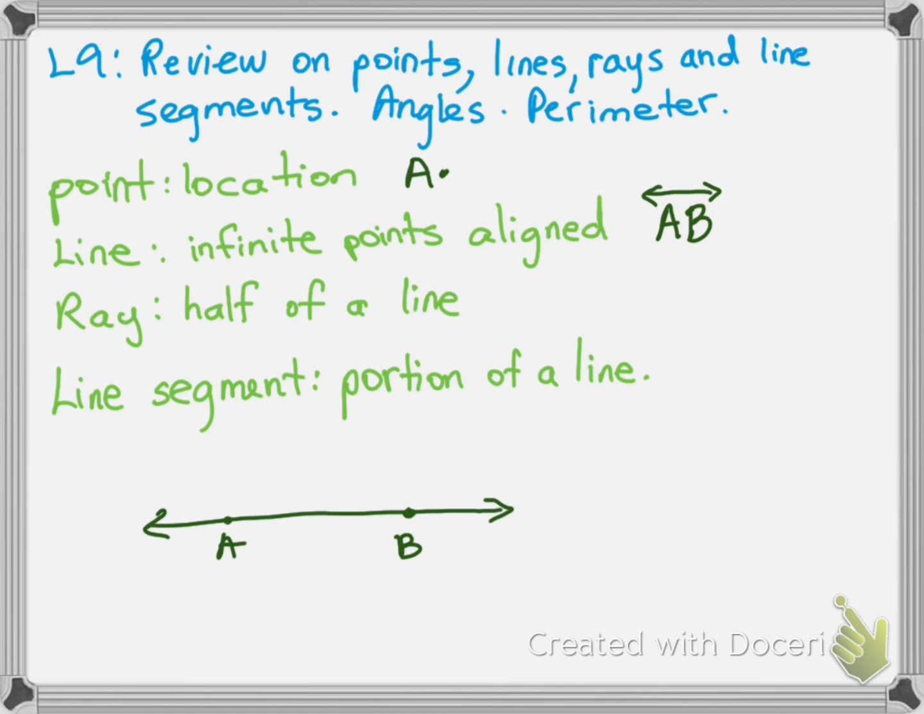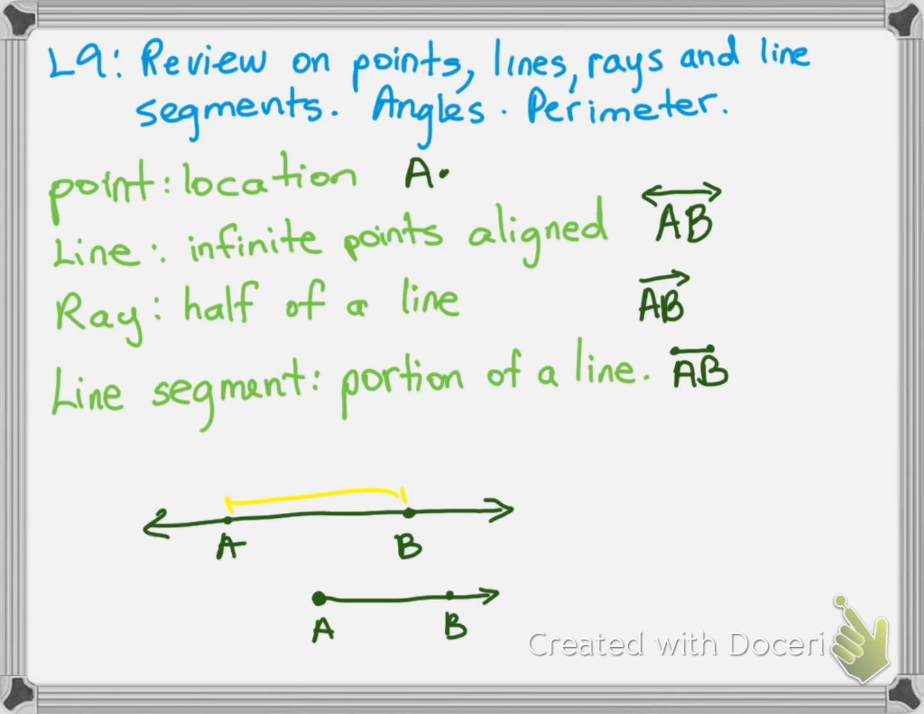Now, a ray is half of a line. What does that mean? That it has a beginning, but it has no end. And the way that we usually put it is we put the same A, B. Let's say this is A and this is B. And we use the symbol of a ray. Now, a segment of a line, or a line segment, is just a portion of a line. So it's just if we use this part. So the way to put the name for that is just AB with a symbol for line segment.